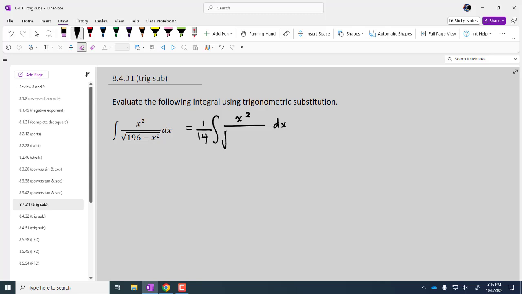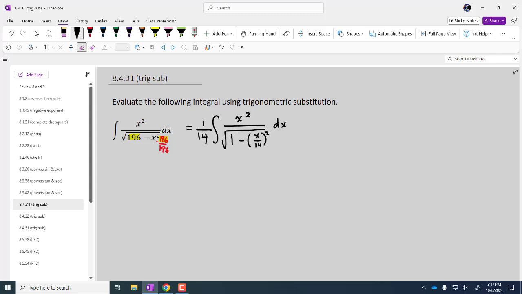The 196 came through the square root, so we have to take the square root of it, get 14. We're left with 1 minus. There is no 196 over here, so you can imagine in your head, if you need to, multiplying by 196 over 196. And then the 196 that's factored out are those ones. And then we want to rewrite what's left as a single square. So that's going to be x divided by 14 squared.